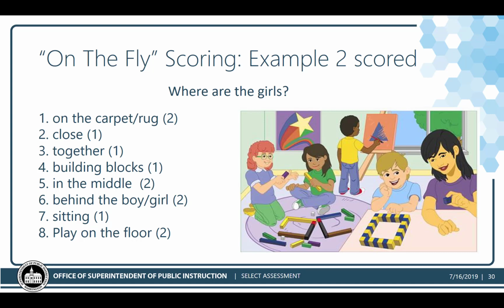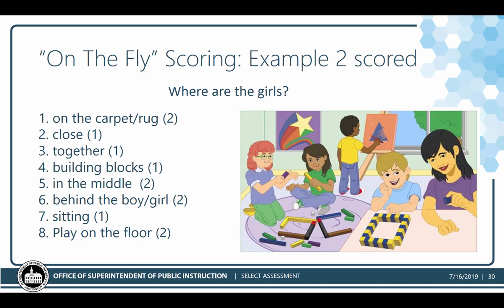"Building blocks" is a response that is clearly related to the visual stimulus, but not to the specific question being asked. It does not address the where of the question, but does speak specifically to the portion of the visual that this prompt is centered on. "Sitting" is a response that follows the same logic as "building blocks," in that it addresses the visual and even the subject of the prompt, but not where.